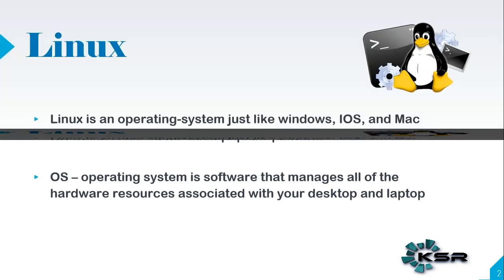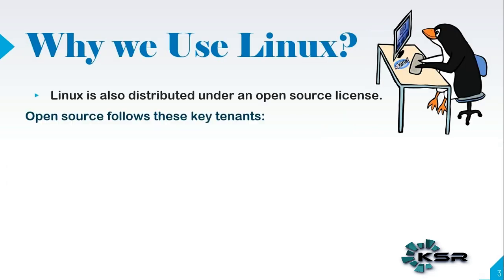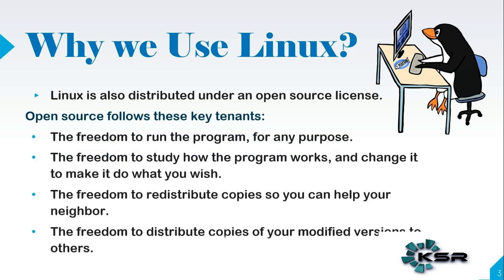So we'll go to the next thing, why we use Linux. Why do we have Linux, even though we have Windows, Mac, and other operating systems, right? So we'll see here. Linux is distributed under an open source license, right? So it's also a kind of free license we have. Open source follows these key tenets. Everyone says this is an open source application, or this is an open source OS, right? So we'll see what this open source is, and why they are using it, right?